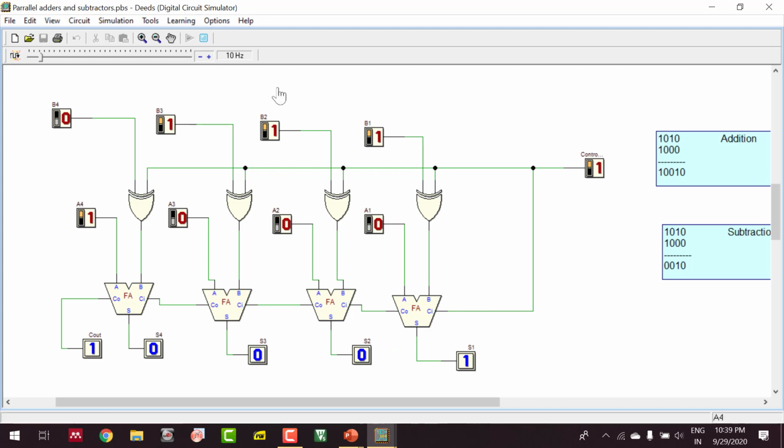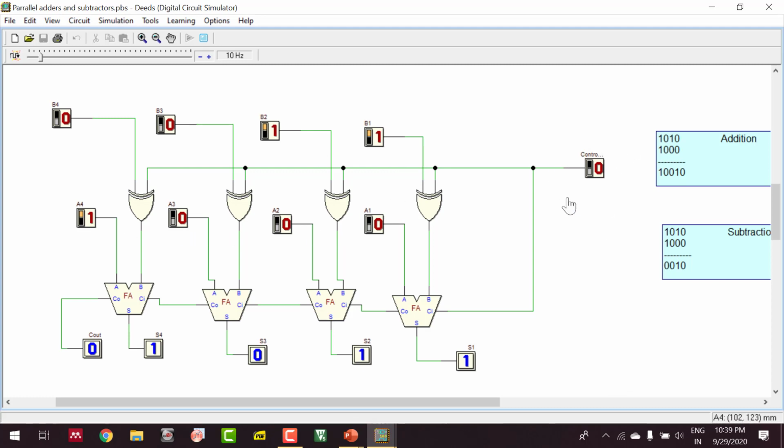So to cross check once, I will take one more example. Let's make 10 minus 3. If I keep this as 0, that will be 10 plus 3. So if I keep my C in 0 and this is 10, this is 8 and this is 2.